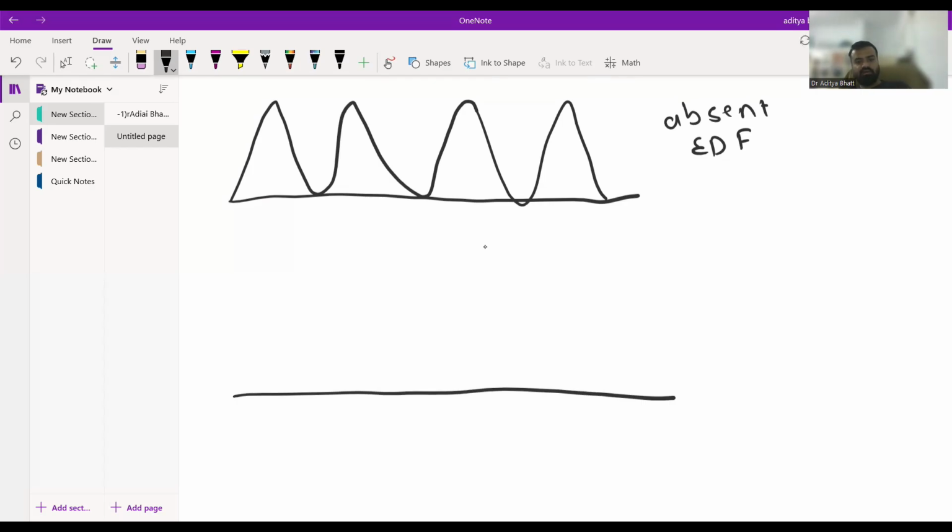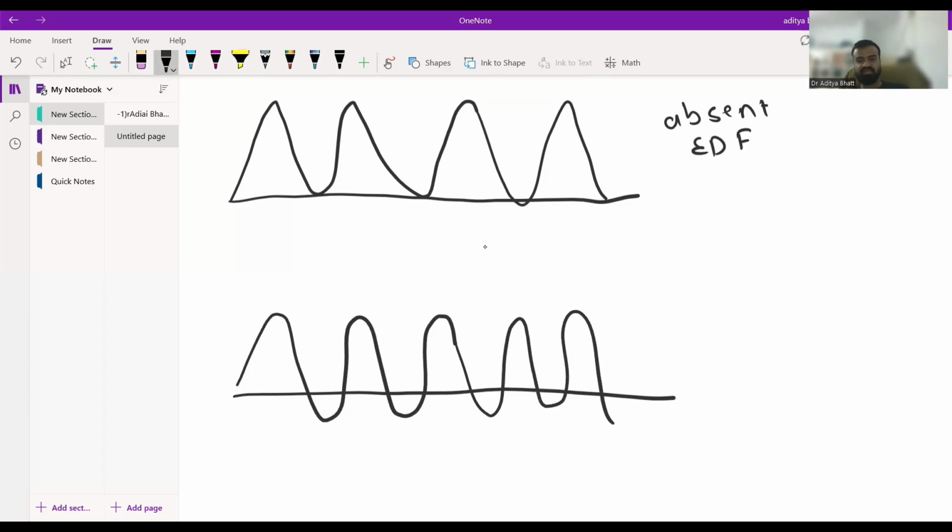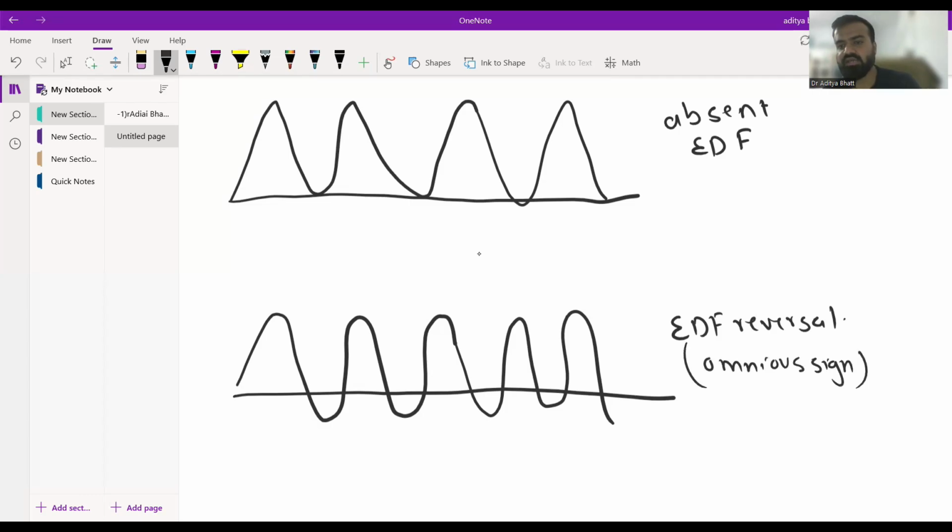Okay, now next is reversal. Here what is happening is that in diastole the blood flow is in the reverse direction. Okay, so this is end diastolic flow reversal, and this is suggestive of absolute worsening of the patient. So a reversal of end diastolic flow is a very ominous sign and it is suggestive that something has to be done. Okay, so EDF reversal is a very ominous sign.